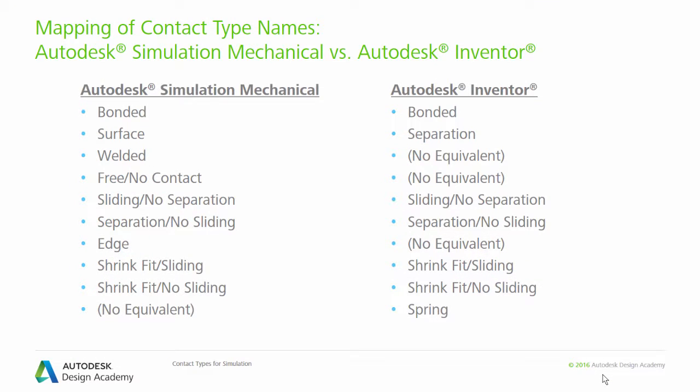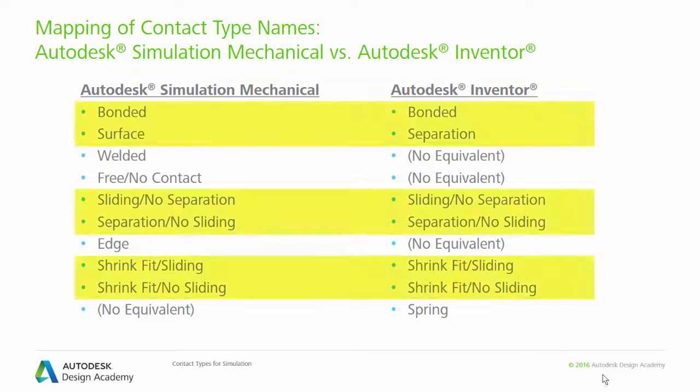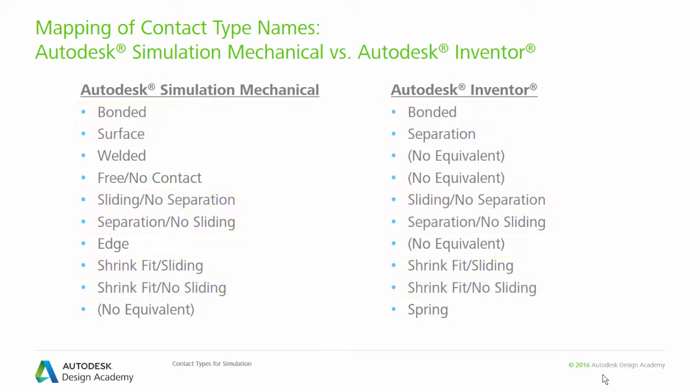Here is a mapping of the contact type names between Autodesk Simulation Mechanical and Autodesk Inventor. For 6 of the 10 types listed, there is a direct correlation between the contact type names used in the two programs, except that surface contact is called separation contact in Inventor. Welded contact in Simulation Mechanical bonds only the perimeter of a surface to the adjacent part, simulating the behavior when a perimeter weld bead connects the two parts. There is no equivalent contact type in Inventor.